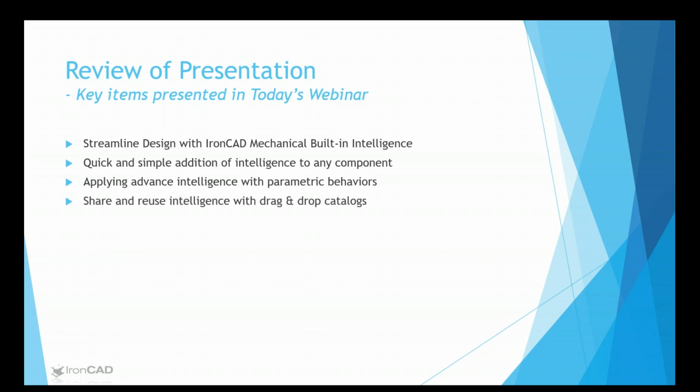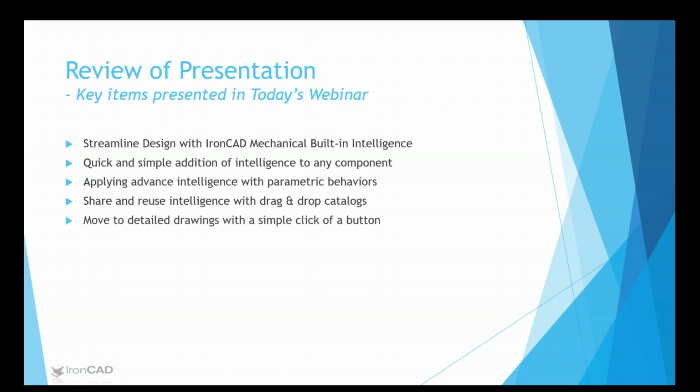You can share and reuse all of the intelligence that you built in all your components by simply using our catalogs. IronCAD's catalogs are used for its day-to-day design process, where you can simply add any of your components, parts, features, assemblies, images, colors. Anything can be added to our catalogs, and anything that has intelligence built on it is automatically added to the catalog as well for you.